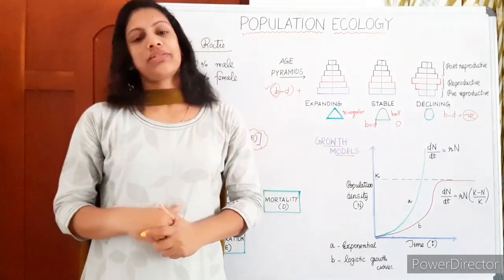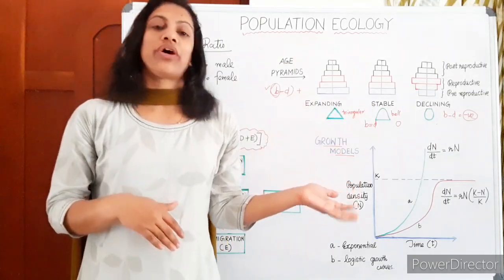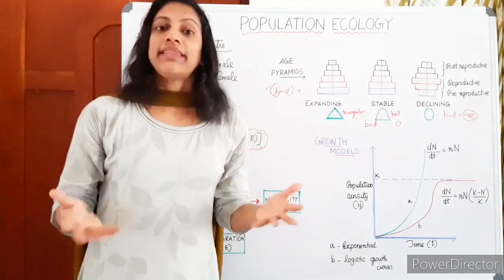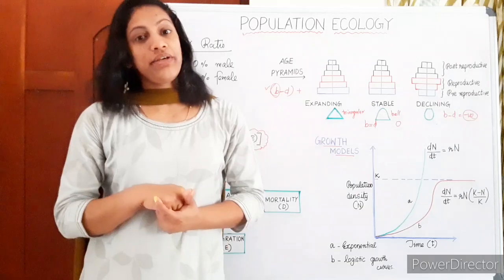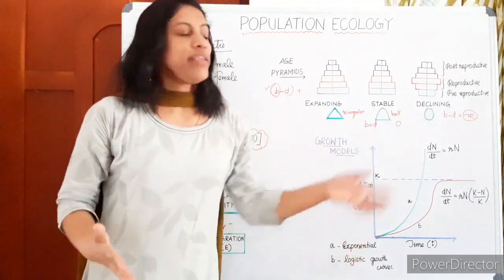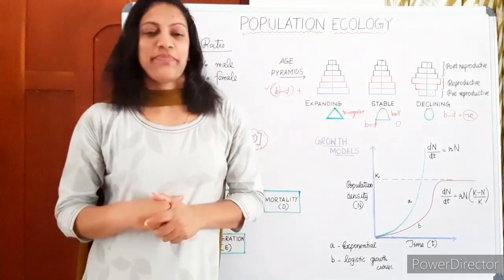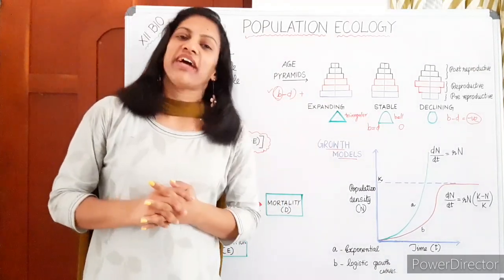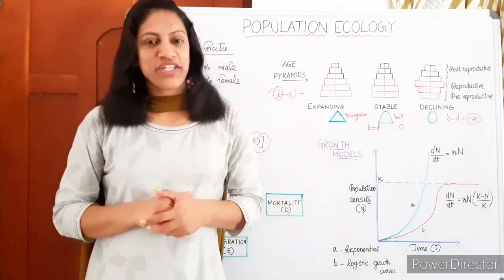Stable population it is. The last one, a declining population, shows a larger post-reproductive group. Then there will be more death compared to birth. So the B minus D value will be negative. So it is showing a decline, and the shape of the age pyramid is urn shape. Is it okay? If these first three attributes are clear, shall we move to the next attribute of a population?